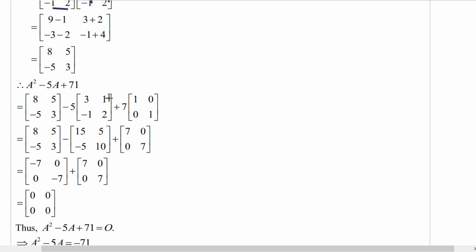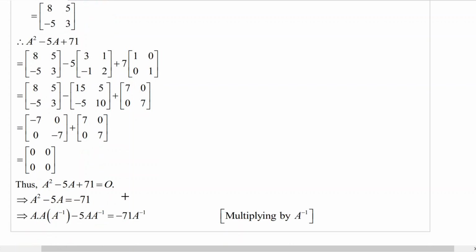5 3s are 15, 5 1s are 5, minus 5, 5 2s are 10. 8 minus 15 is minus 7, 5 minus 5 is 0, minus 5 plus 5 is 0, and 3 minus 10 is minus 7. This matrix as it is. Now we can see this matrix is the negative of this matrix. On adding we'll get the null matrix. Hence the equation is satisfied by the given matrix.